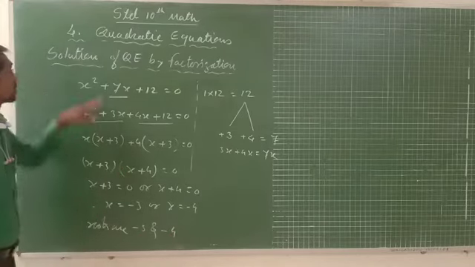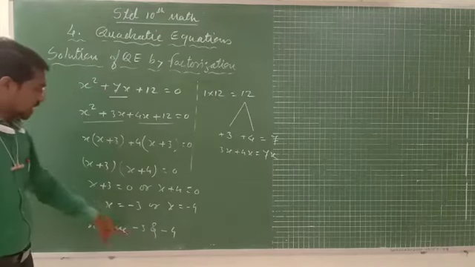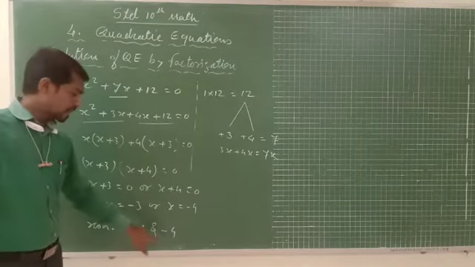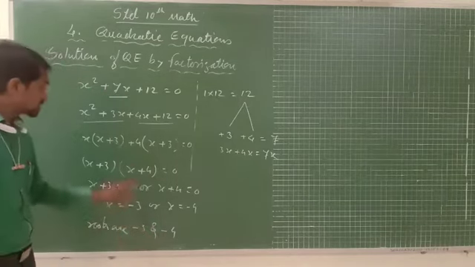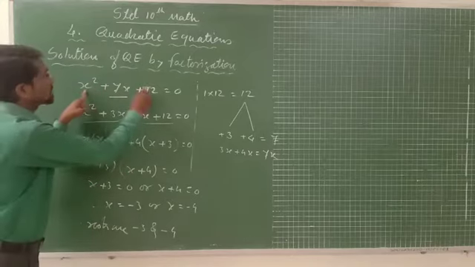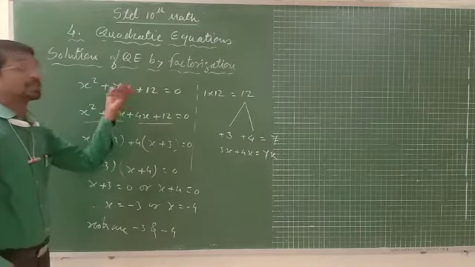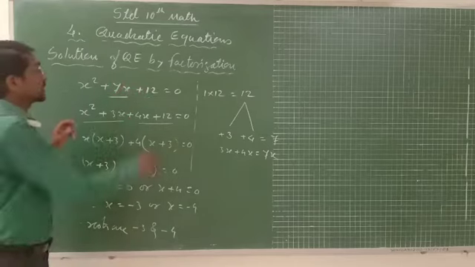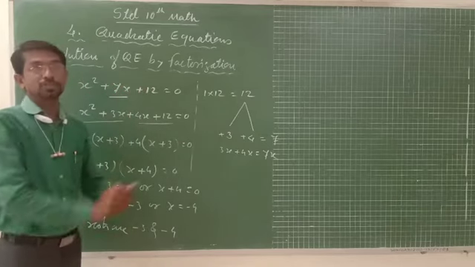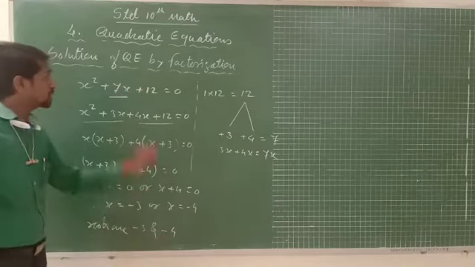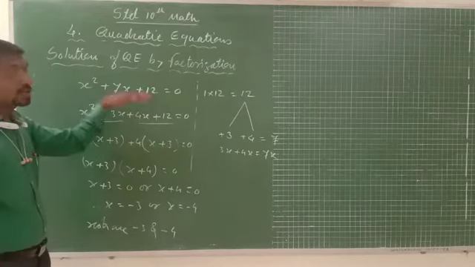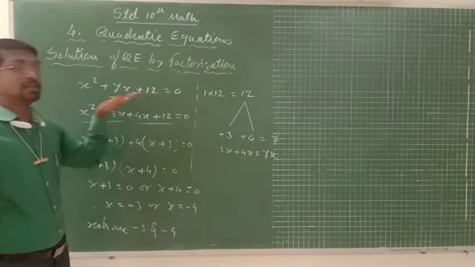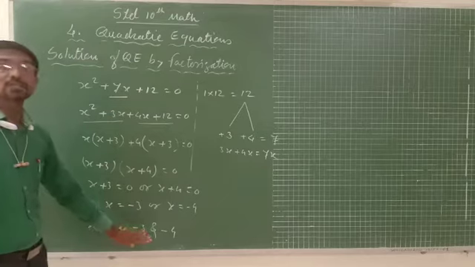So roots of quadratic equations are what? -3 and -4. Okay, if we substitute -3 in place of x, it satisfies the equation, meaning you will get your answer as 0, meaning both sides are 0. If you substitute -4 in the LHS, then again you get 0, meaning both sides are the same. So it is called satisfying the equation.